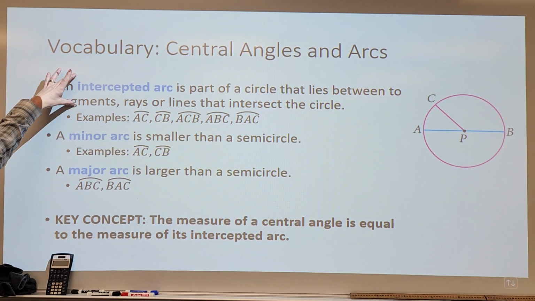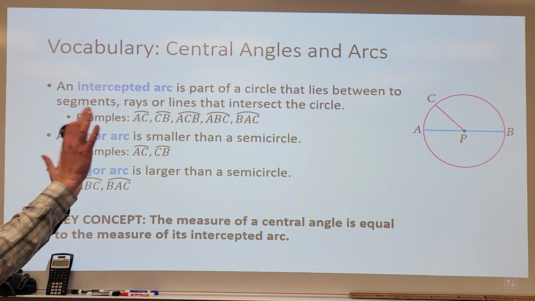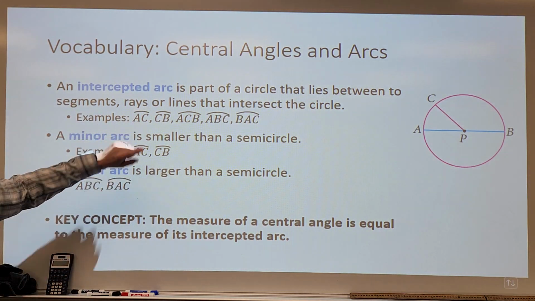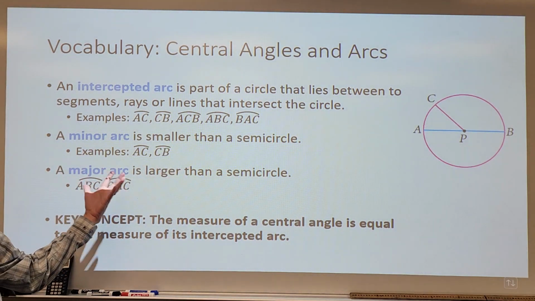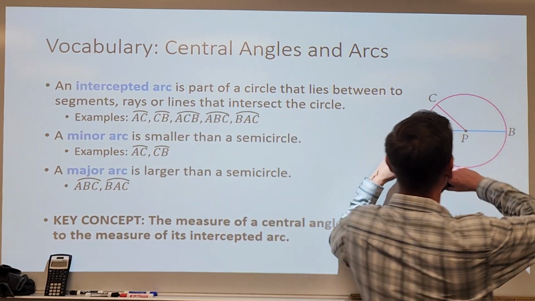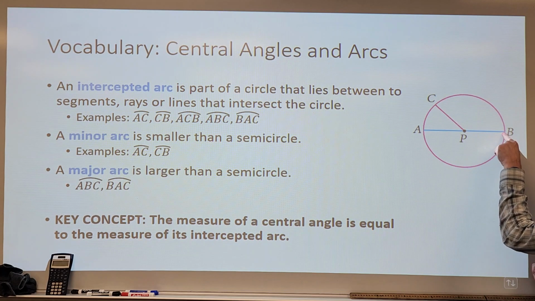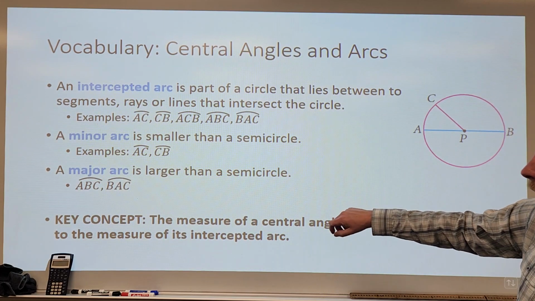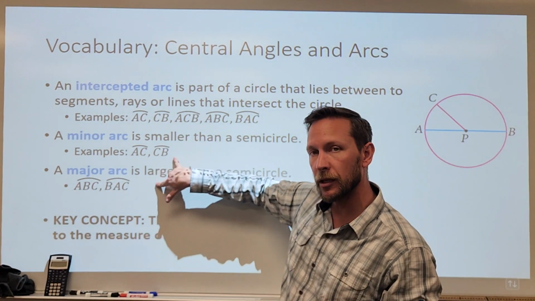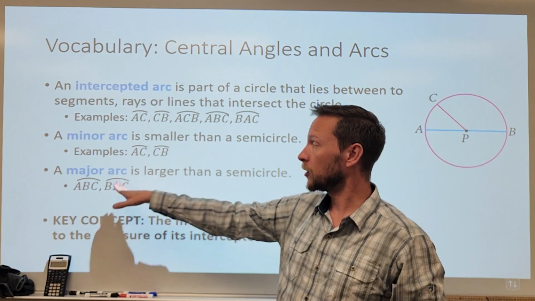So an intercepted arc is part of a circle that lies between 2 segments, rays, or lines that intersect the circle. A minor arc is smaller than a semicircle. Here I didn't define a semicircle, but a semicircle you know is half of the circle. So this is half of a circle, that is half of the circle. If we want to name a semicircle or a major arc, you'll notice that the difference between these is that there's 3 letters involved versus 2 letters.